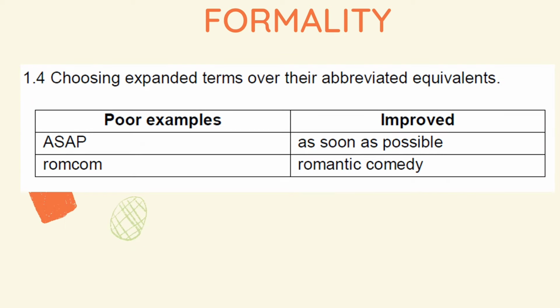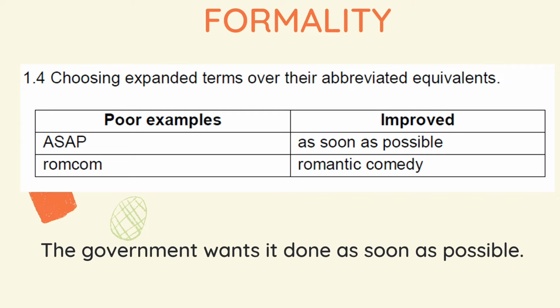Next is choosing expanded terms over their abbreviated equivalents. Poor examples of this are ASAP and rom-com. The improved versions are as soon as possible and romantic comedy. An example sentence: the government wants it done as soon as possible.